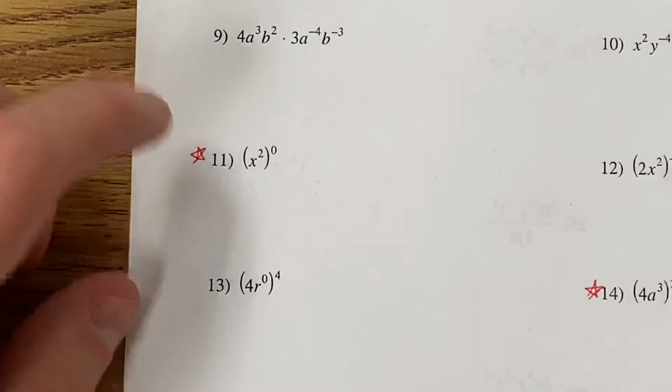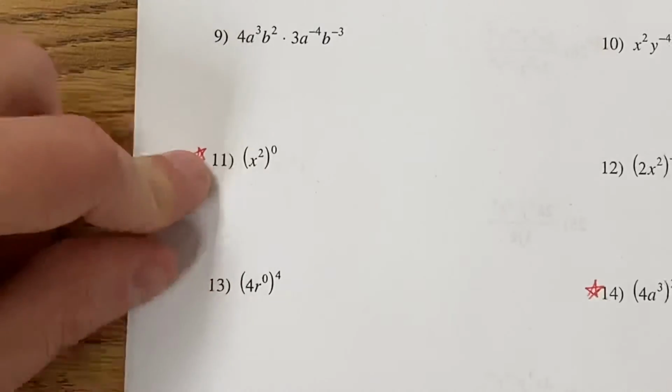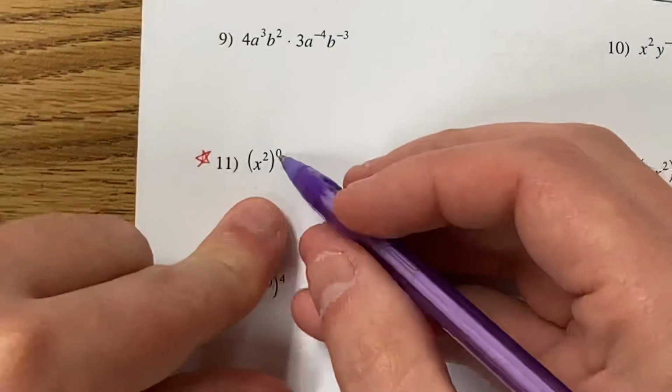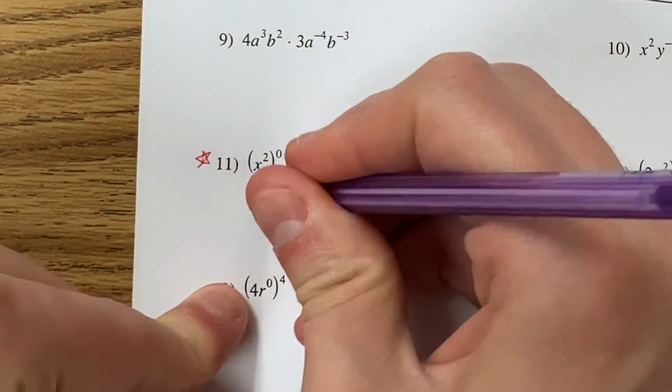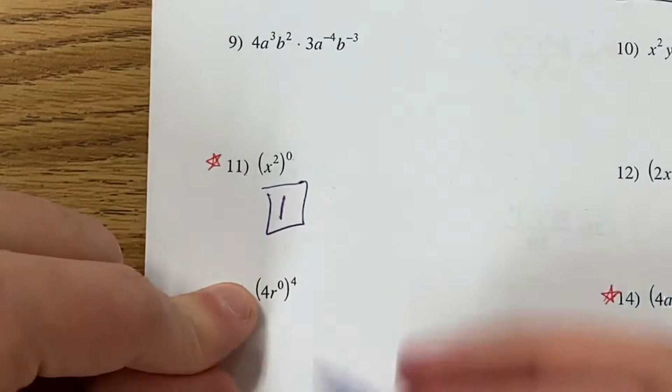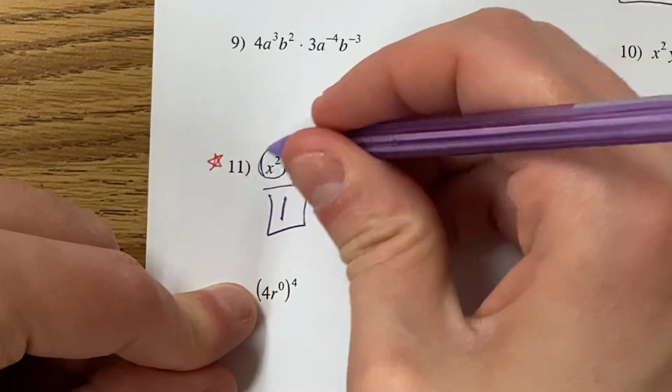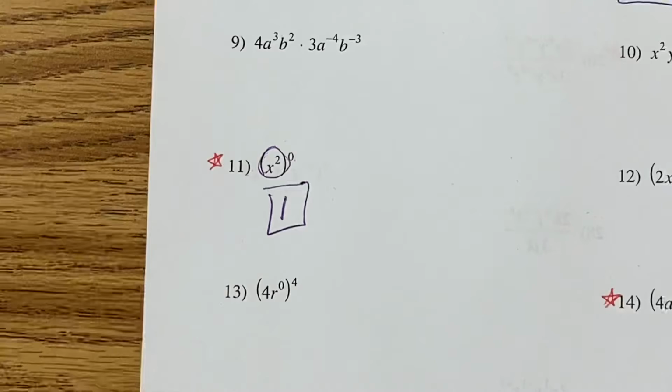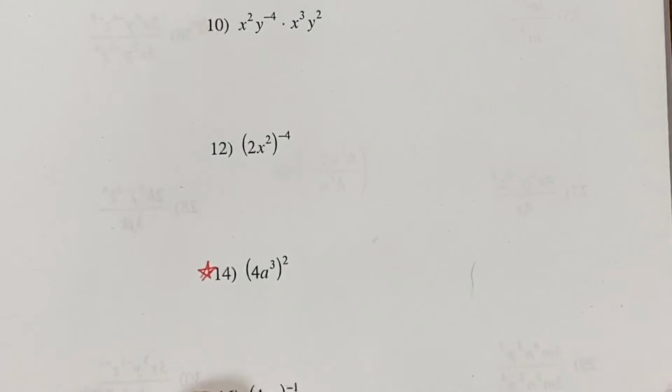Next up, number 11. I'm skipping a couple of these. Anything to the 0 power is 1. Ta-da! That's it. Doesn't matter what this is. Anything to the 0 power is 1. Number 14.